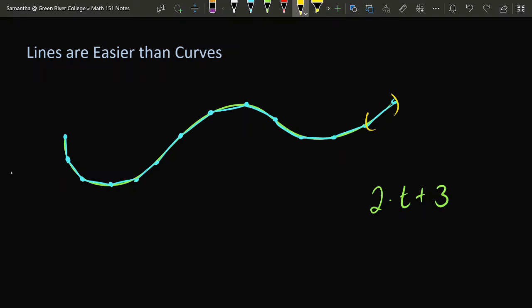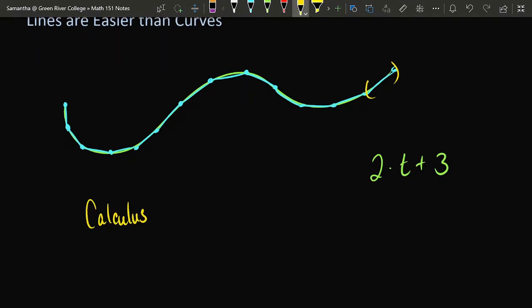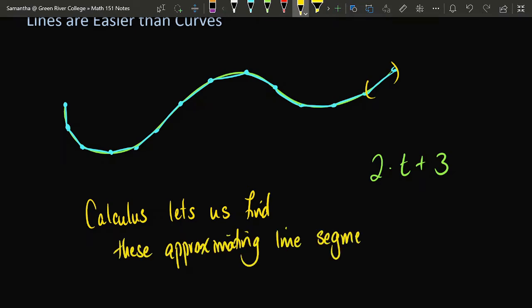Calculus is the tool that tells us which line segments are good approximations to the curve at any given point. These approximating line segments are called tangent line segments.